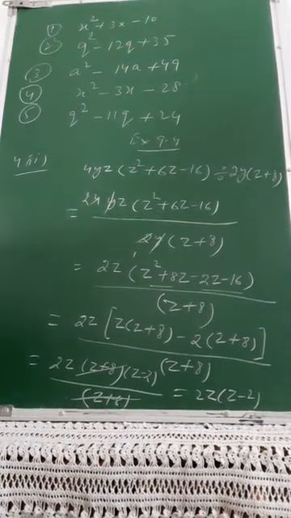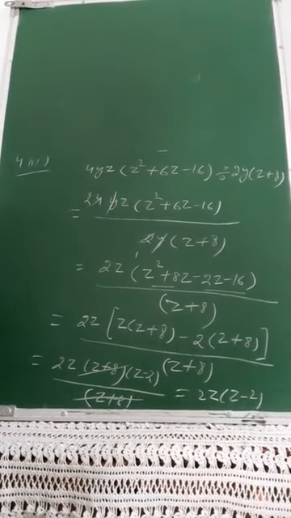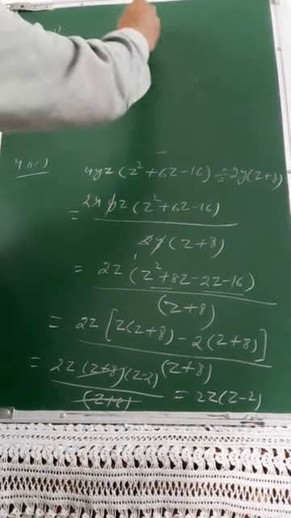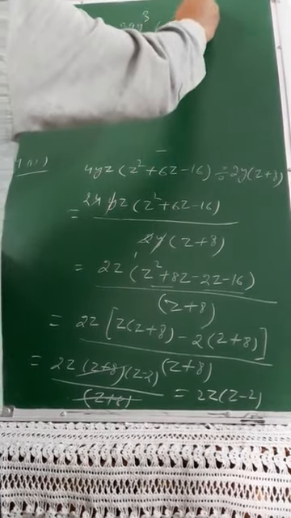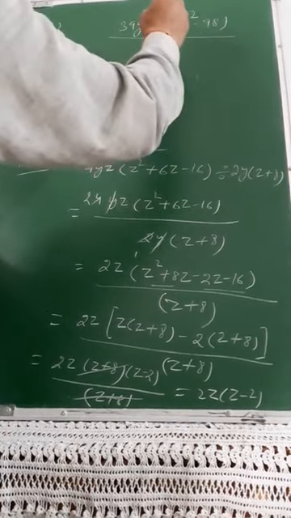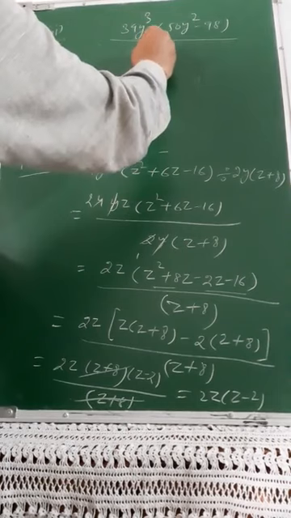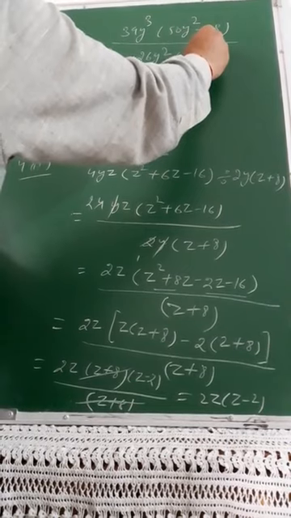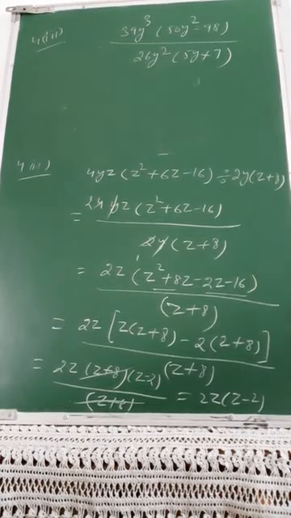Then you come to the third part of question number 4 of this exercise. So, fourth question, third part. Here it is. Again you need to divide 39y cube into 50y square minus 98, upon, you have to divide it by 26y square into 5y plus 7. This is the question, third part.